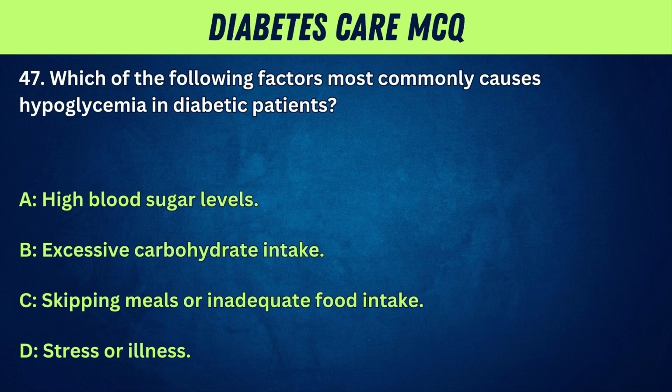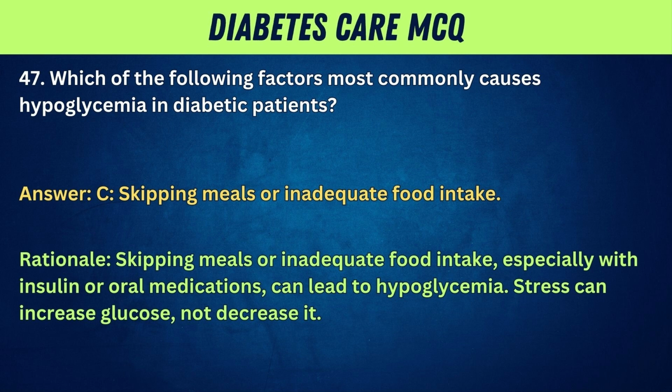47. Which of the following factors most commonly causes hypoglycemia in diabetic patients? A. High blood sugar levels. B. Excessive carbohydrate intake. C. Skipping meals or inadequate food intake. D. Stress or illness. Answer: C. Skipping meals or inadequate food intake. Rationale: skipping meals or inadequate food intake, especially with insulin or oral medications, can lead to hypoglycemia. Stress can increase glucose, not decrease it.